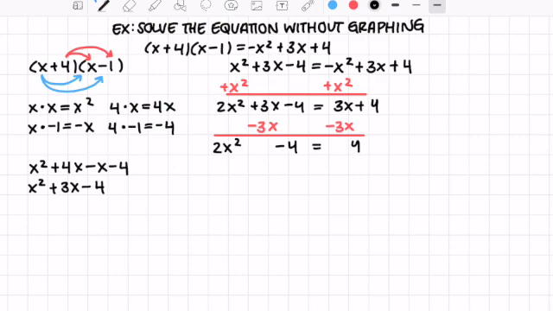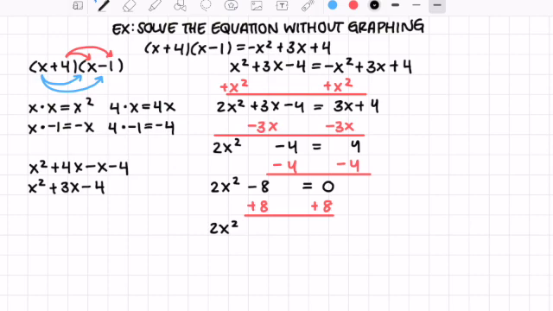And then, finally, I'm just going to subtract the 4 from both sides. When I do that, I'm left with 2x to the power 2 minus 8 equaling 0. And then I just solve for x. So I'll add 8 on both sides. When I add 8 on both sides, I get 2x to the power 2 equaling 8. Then divide by 2 on both sides. And I'm left with x to the power of 2 equaling positive 4.